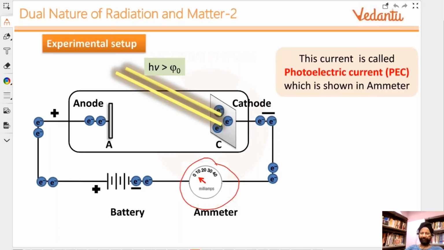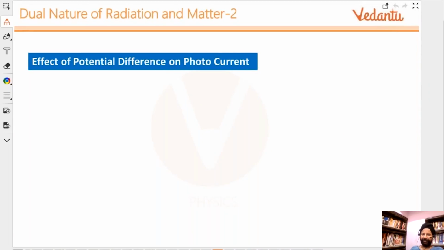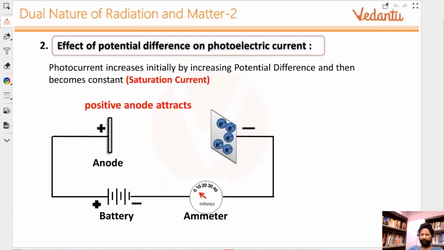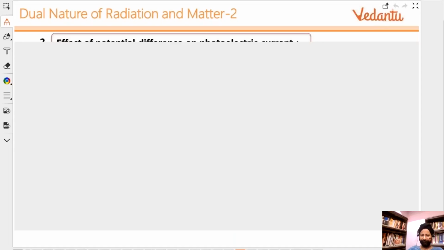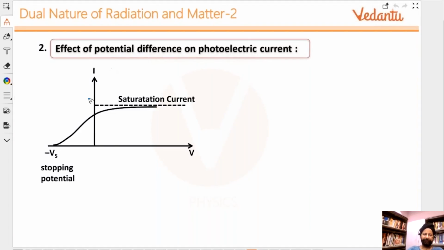So this was the setup here, and let's see what happens as a graph. So variation of current with intensity, right? So now we are seeing what happens with intensity. With intensity, obviously the current goes up. We already saw the reason of that, and also the effect of potential difference. Yeah, so I'll show you the graph here. Here a graph. Don't look at the left hand side, please. You'll get confused. We have not done that. We will do it now.